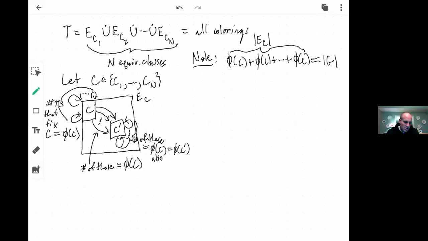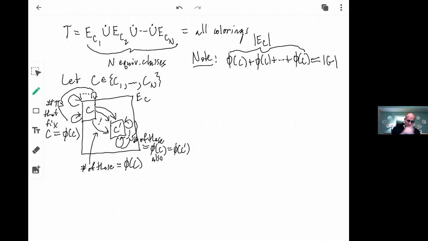How? Well, when you think about applying all of the elements of the group to the coloring C, the first phi of C is going to be basically the number of things that fix C itself. And then I look at other things that move me to other colorings in the equivalence class. By the way, there are a total of the size of E of C of those. That would include the coloring itself.